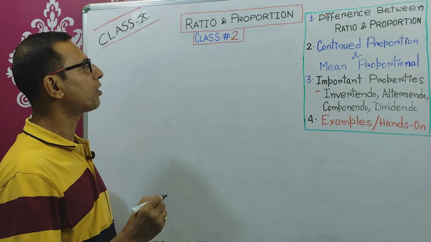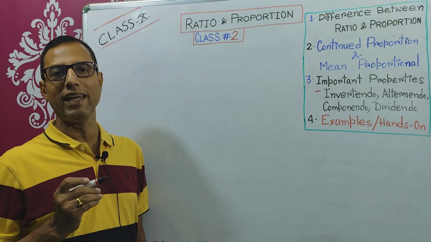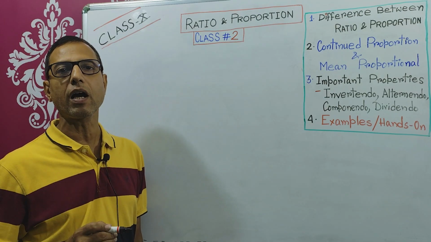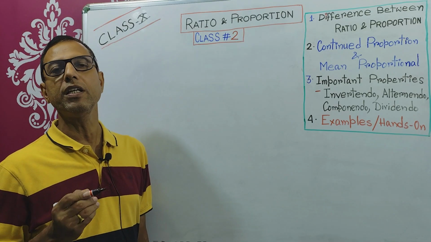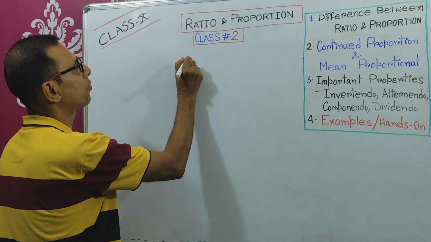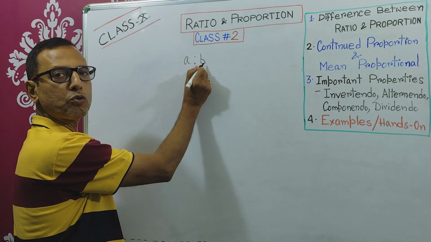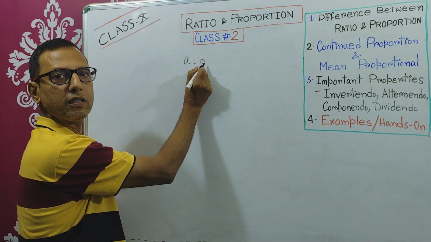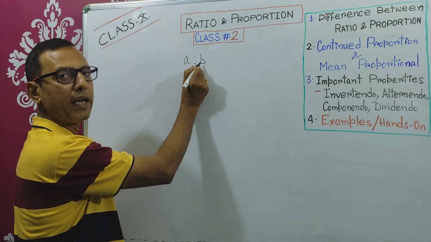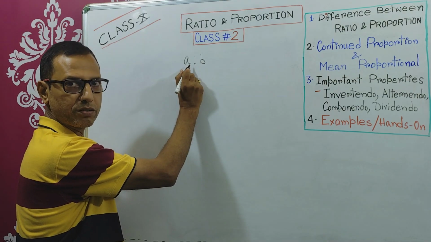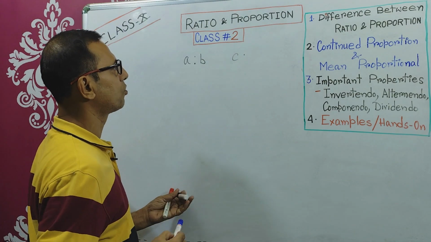In ratio, what we understood is that ratio is the comparison when you compare two elements or two quantities of the same kind with the same unit. And proportion equates ratios. So if there is one ratio A is to B, that means A and B are elements of the same kind and the same unit, right? And another ratio, let's say C is to D.